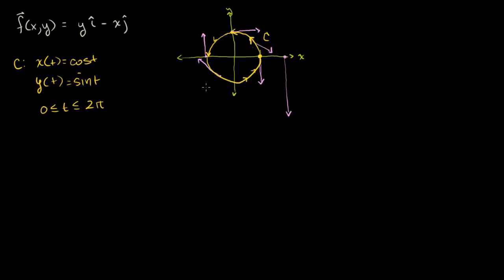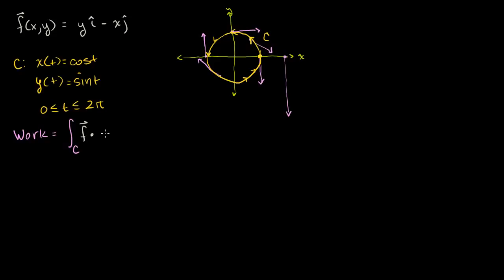So what is the work done by this field on this curve? So the work, we learned in the previous video, is equal to the line integral over this contour of our vector field dotted with the differential of our movement.